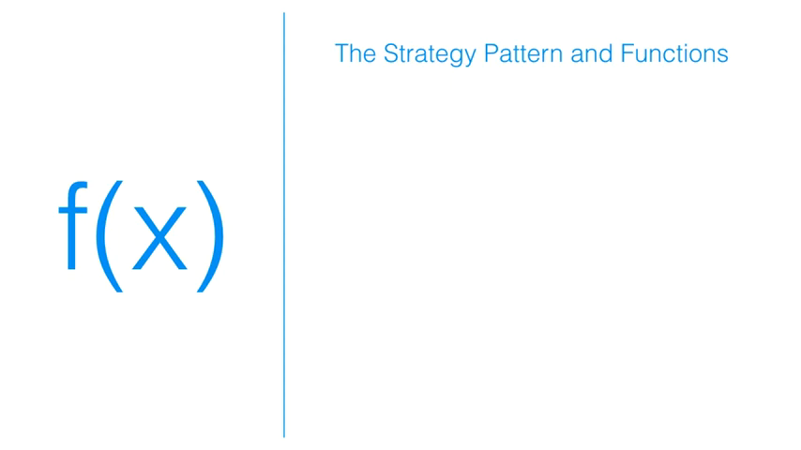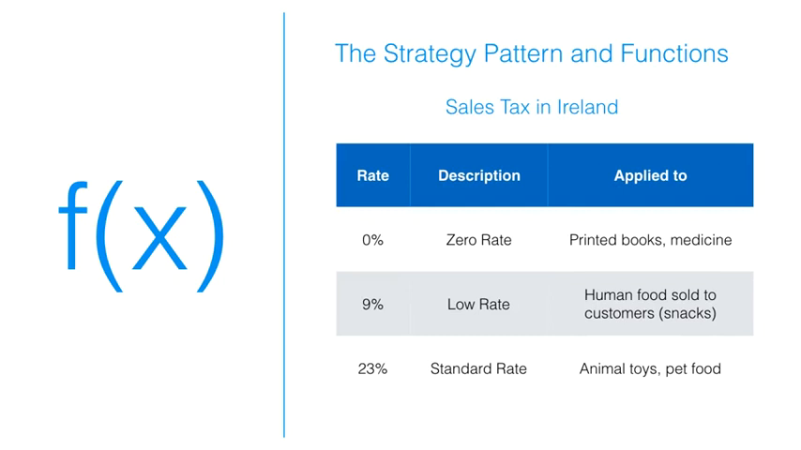For example, suppose we need to calculate the correct amount of sales tax for items that we sell in our vet clinic. Now, our vet clinic happens to be based in Ireland, and Ireland has a number of sales tax rates that we can see here. We have the zero rate for things like medicine and printed books. So if we have some pet books in our clinic, we could sell them, but they'd be rated at 0.